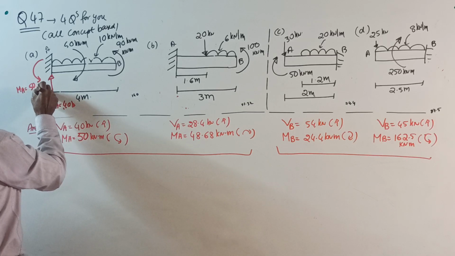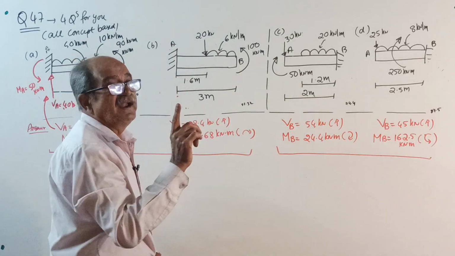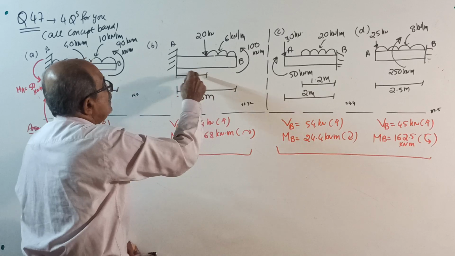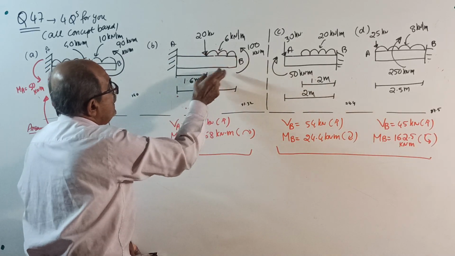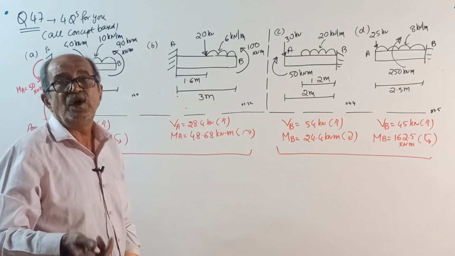Come to this question. See, first you write the question. Don't enter in the question. Moment about A: 20 into 1.6 is clockwise. 6 into 1.4 into 1.6 plus half of 1.4, that also is clockwise.